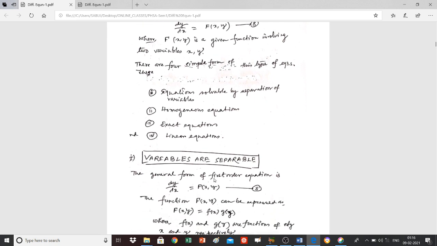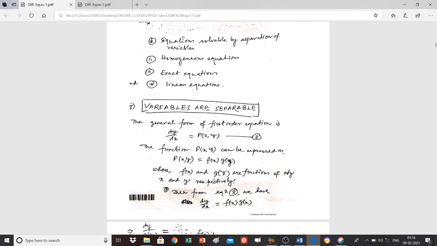Here is the separation of variables method, and what we have to do in this method will be discussed here. As we have already seen, the general form of the first order equation is dy by dx is equal to f(x,y), where f(x,y) is a function of both x and y. In this method, since f is a function of both x and y, you can separate this function as a product of two functions which are exclusively functions of x and y.